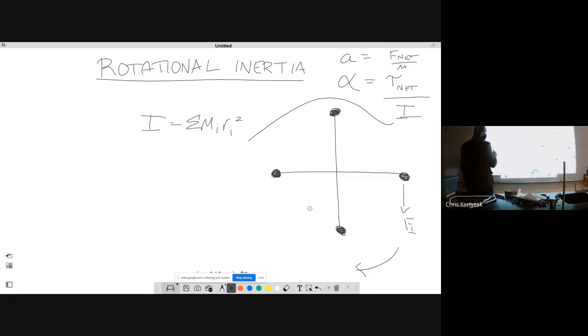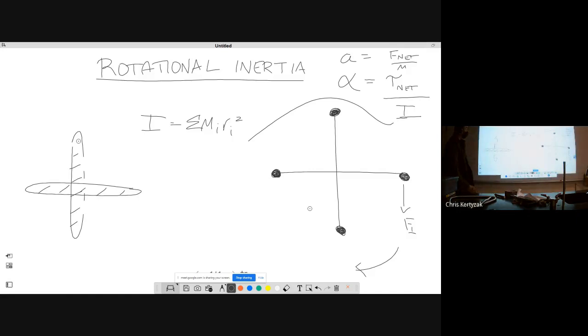It wouldn't be the same if it was something shaped like this, and we said, no, the whole thing has mass. All of this has mass. Maybe it's made of wood. You made something like this and you're going to whip it like a frisbee. Then that mass is distributed throughout the whole piece. It's distributed everywhere, right?